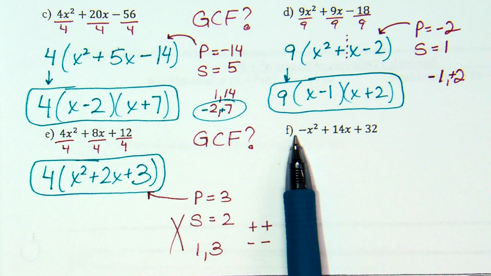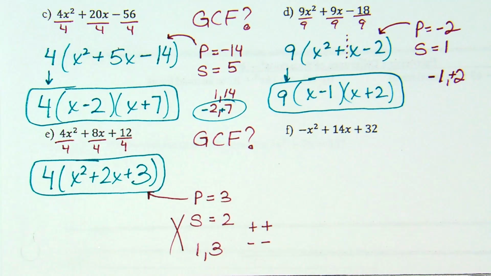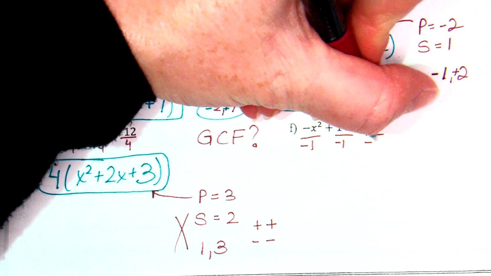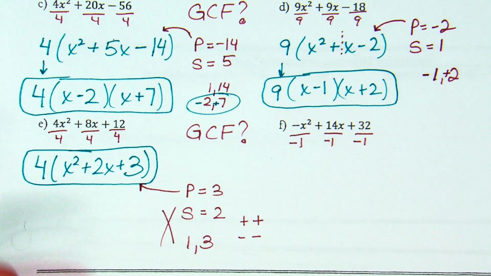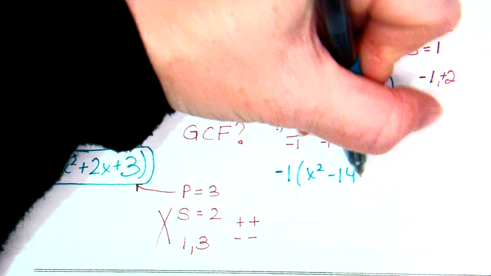There will be lots of times when I will say I want a positive x squared to begin my problem. And so in that case, we'll want to factor out a negative 1. So if I factor out negative 1, I'm going to put a negative 1 out front. Positive x squared minus 14x minus 32.